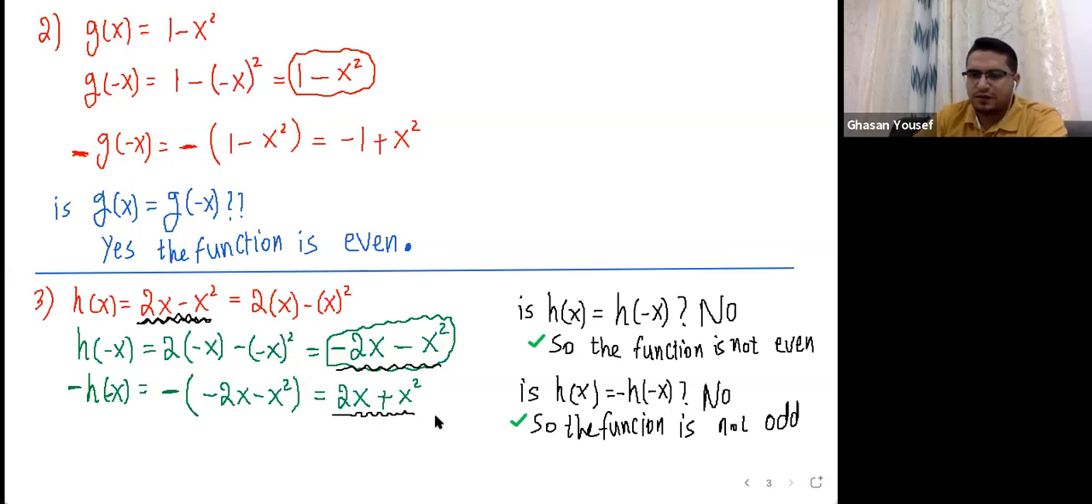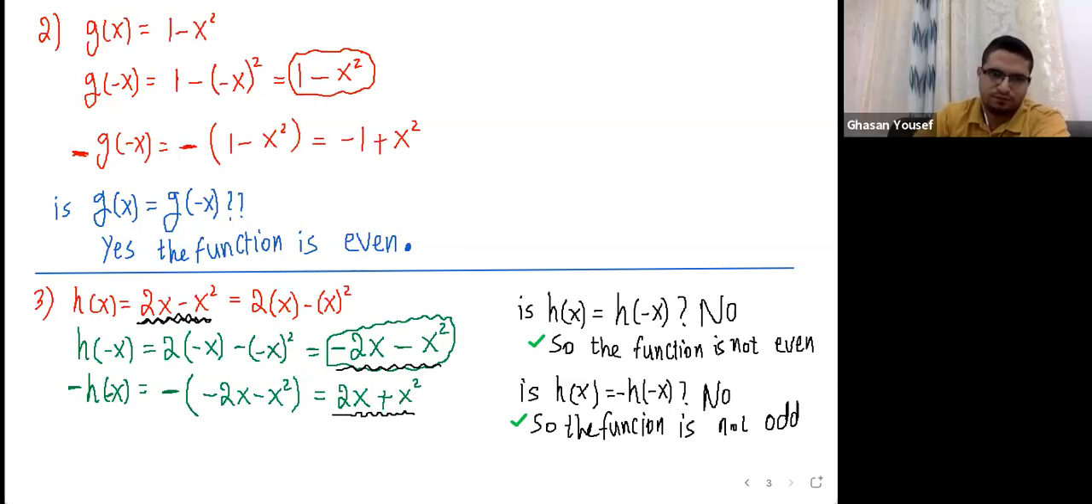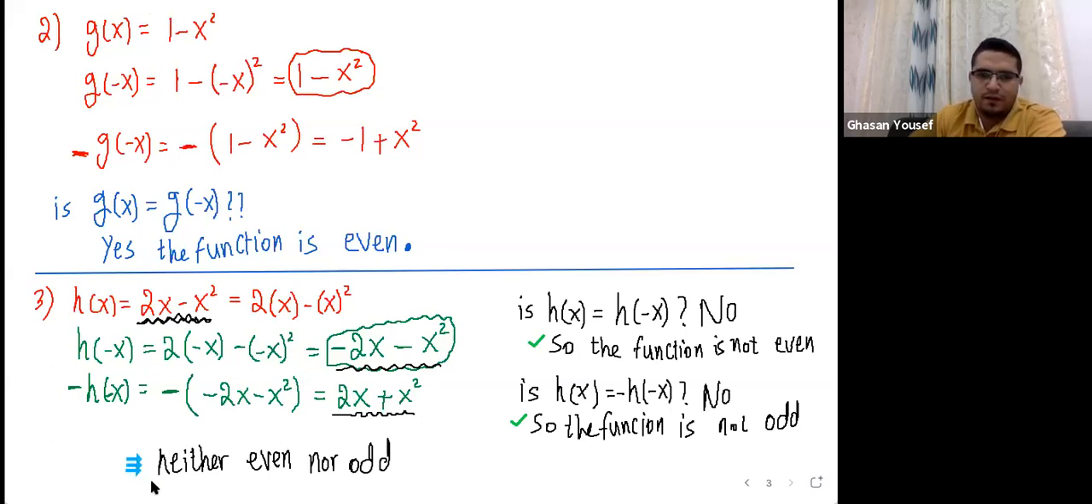Okay, any question for this? So your answer would have been neither? Yes. So it is neither even nor odd. It's not even, it's not odd at the same time. Any question?